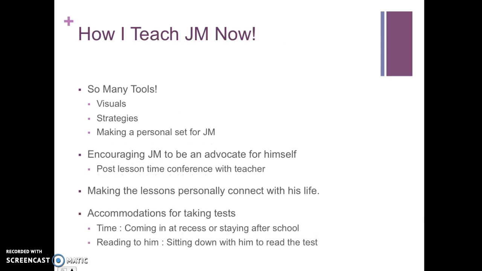So finally, how I teach JM now. There's so many tools and so little time, but the big ones that I use for him are using visuals, using strategies that I noted before, and making that personal set of strategies for JM. He has really appreciated having that personal set that he can hold in his hand and make sure he sees that. Encouraging JM to be an advocate for himself. We have a post-lesson conference time with me where he can rate himself on a 0 to 5, a fist to 5. How are you getting this? And then I also have him make sure that he indicates where he's not getting it and what he's not getting. He usually has been able to identify exactly where he's not getting this.